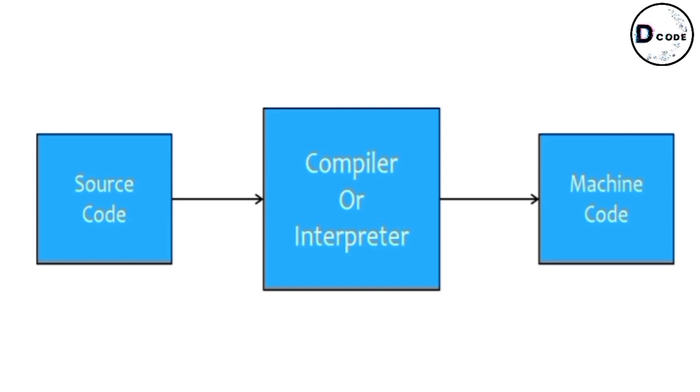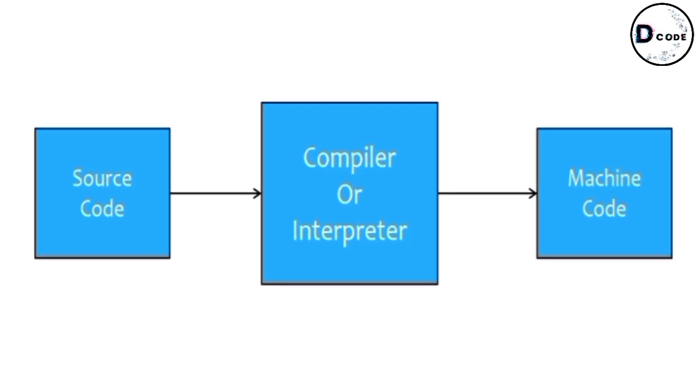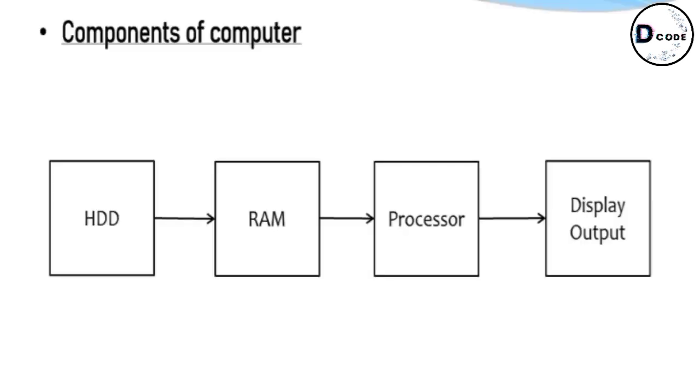Here, we can see that the source code is converted into machine code by compiler or interpreter. The code which we write on the computer is known as source code, whereas the code the machine can understand is known as machine code. The compiler helps us to convert source code into machine code. The major difference between compiler and interpreter is compiler converts whole code into machine code, whereas interpreter translates source code line by line.